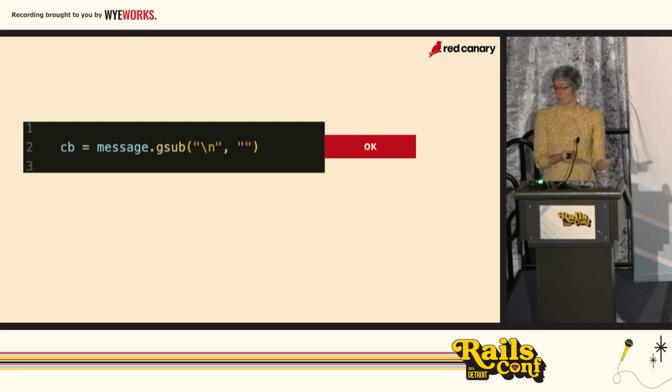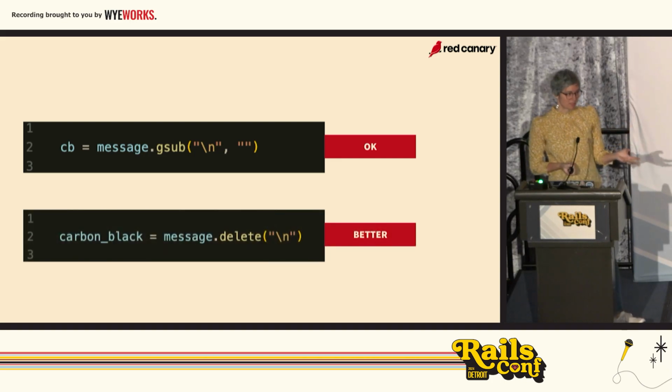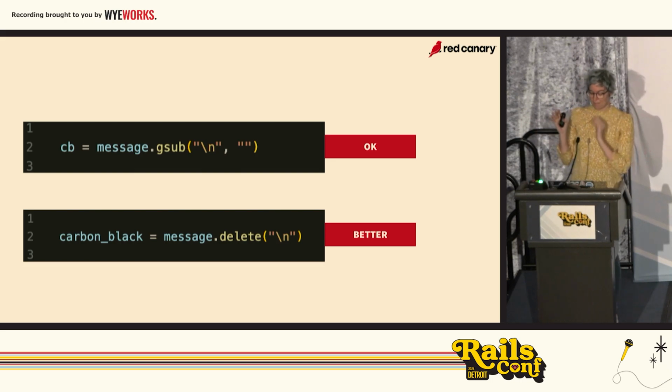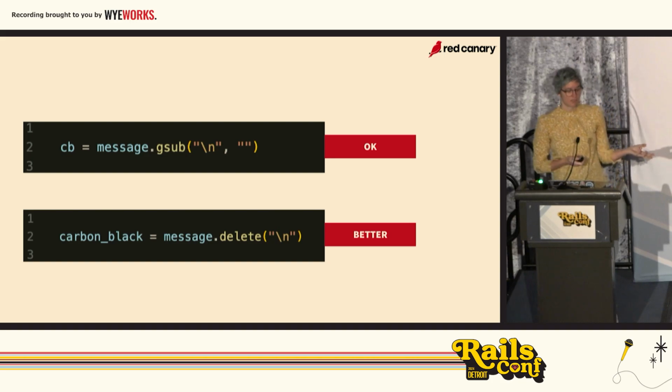I can figure out what's going on here if I read it, right? This isn't super complicated code, but this is so much better, right? So this is carbon black equals message.delete, new line character. They're doing essentially the same thing, but one reads more like a sentence, one reads more like code. And whenever possible, we want to opt for the sentence structure versus the code structure.